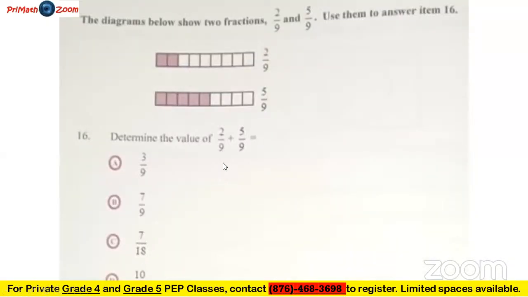Number 16. The diagrams below show 2 fractions, 2 ninths and 5 ninths. Use them to answer item 16. So item 16 asks us to determine the value of 2 ninths plus 5 ninths. They're the same size parts, they're in ninths, so we just need to add the numerators, which are the shaded parts, and that will give us 2 ninths plus 5 ninths is 7 ninths. The correct answer is B.